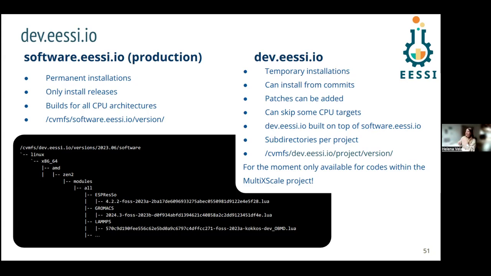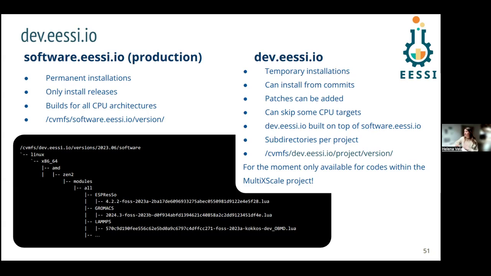But thanks to dev.eessi.io, this is another tool for software developers. So software developers can do temporary installations there, and they can install software from commits or add patches in case they need to. So it's like a much more dynamic repository. And maybe you as a developer want to skip some CPU targets because you might not be interested in building for absolutely every architecture out there. You just want to test something.